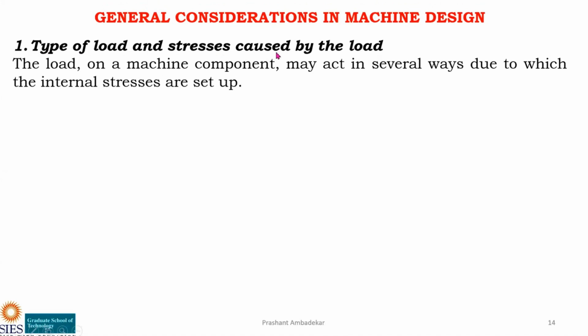Type of load and stresses caused by the load. The load on a machine component may act in several ways due to which the internal stresses are set up. Now we have to identify what is the type of load that is acting on the material or the component, whether it is a steady load or variable load, because if it is a steady load, then the design will be based on the permissible tensile or shear stress. If it is a variable load, then endurance limit will come in the picture.